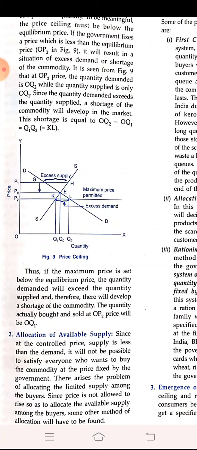So the quantity actually bought and sold at OP2 price will be OQ1. No matter if the selling is done at OP2, automatically the supply will be OQ1. There might be more demand, but the supply will not increase in the market. But if the government fixes the price at OP1, then we will find that there is excess supply and the demand is less, right? So to make it meaningful, the government usually has to fix it at OP2. But this will lead to excess demand and the supply will decrease. Allocation and availability of supply. Next point.